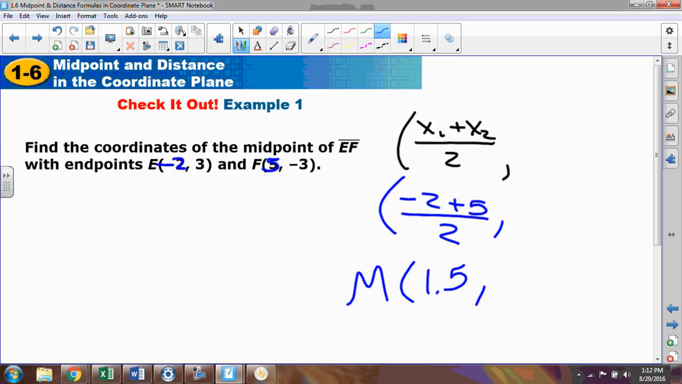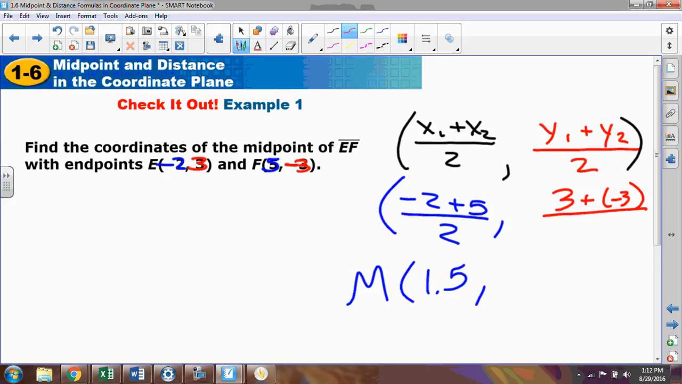We now have to do the exact same thing with the y-coordinates. Take the two y values, add them together, and after adding them together, cut them in half. So here we have 3 and -3. So 3 plus -3, that's 0. 0 cut in half. And so we're done. We have the coordinates for our midpoint.